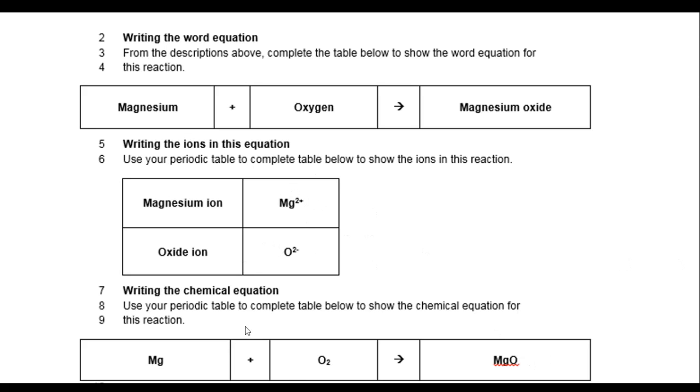Last of all then, we have the chemical equation. So the symbol for magnesium is Mg. The symbol for oxygen is O, but oxygen always comes in pairs, so they're always together. And then our product is magnesium oxide, which is MgO. Make sure that you mark your work, make any corrections that you need to in a different coloured pen.